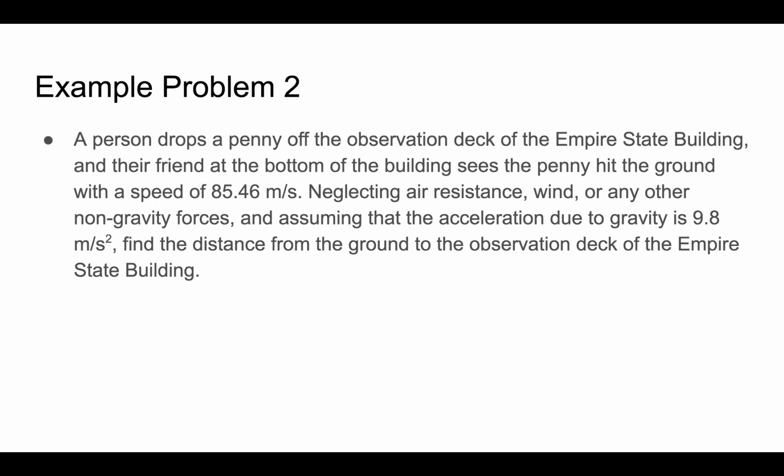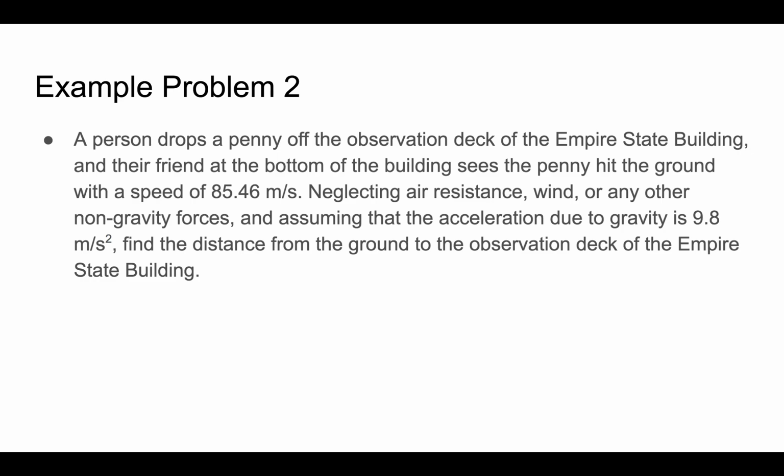Here we have basically the same situation, except now we aren't finding the time, we're finding the distance. And you'll notice that instead of giving the time it took to fall, I'm giving the final velocity of the penny. And how I found the final velocity of the penny was with the first kinematic formula. I used the time we calculated last time, 8.72 seconds, and multiplied it by the acceleration, 9.8 meters per second squared, to find a final velocity of 85.46 meters per second for when that penny hits the ground.